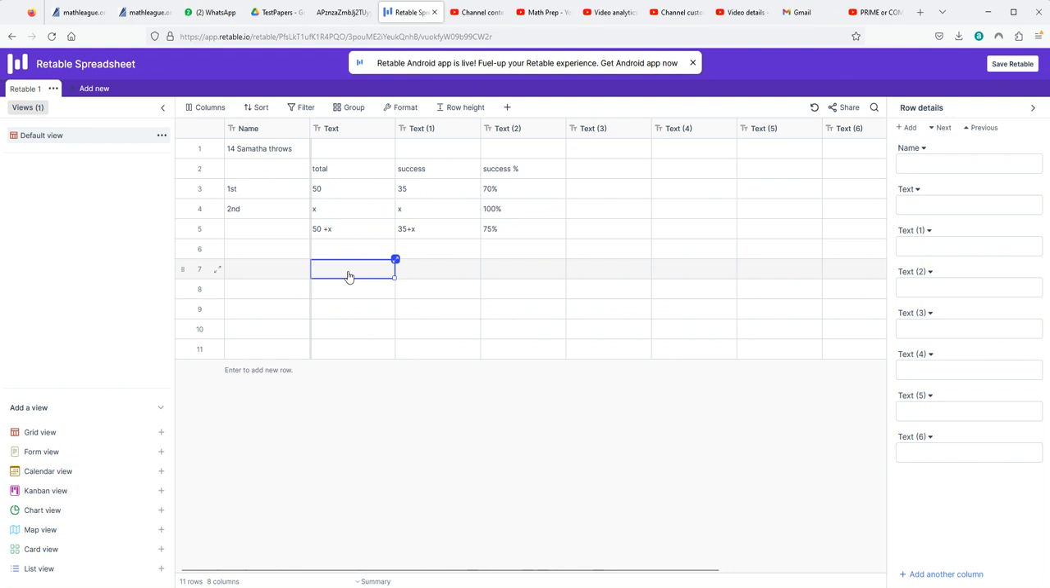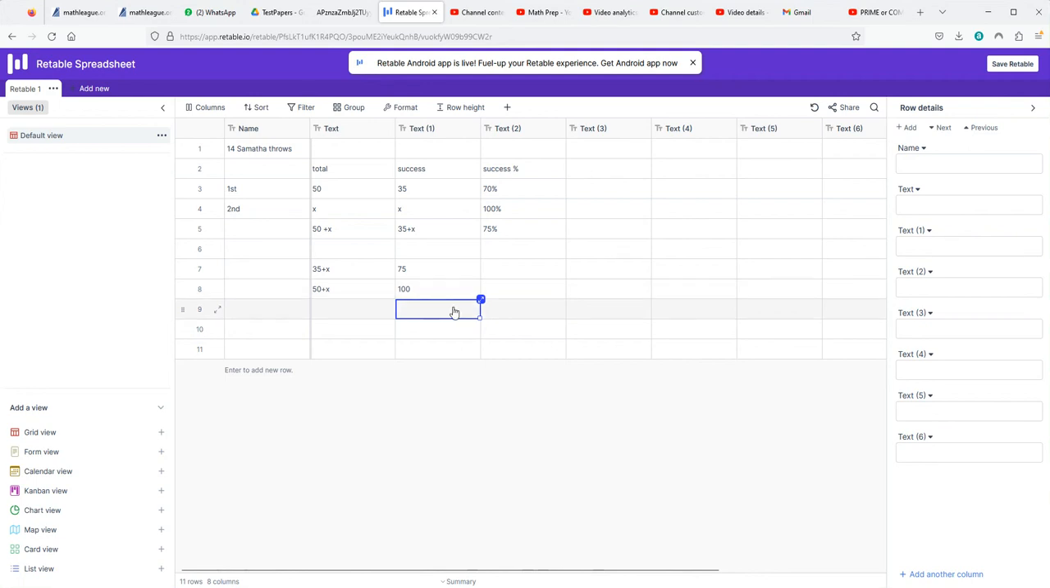So let's write it that the number of throws successful were 35 plus X. That is out of 50 plus X throws. And that is 75%. 75% is the same as 75 out of 100. So that becomes our equation. Do you know how to simplify 75 over 100?